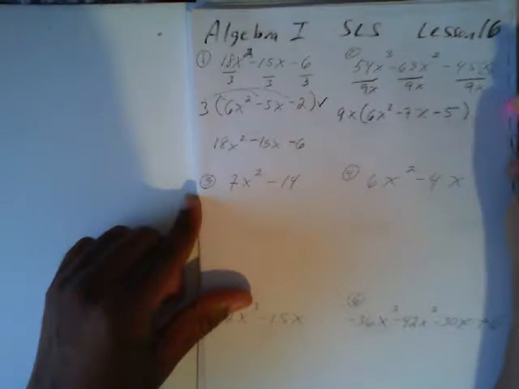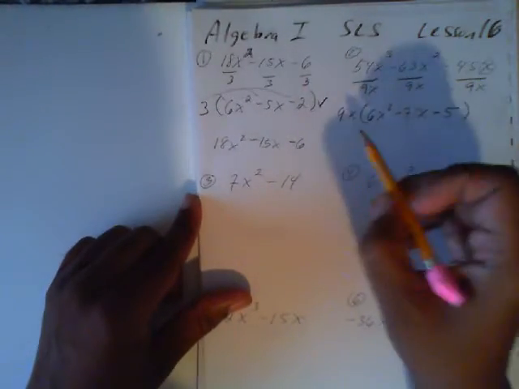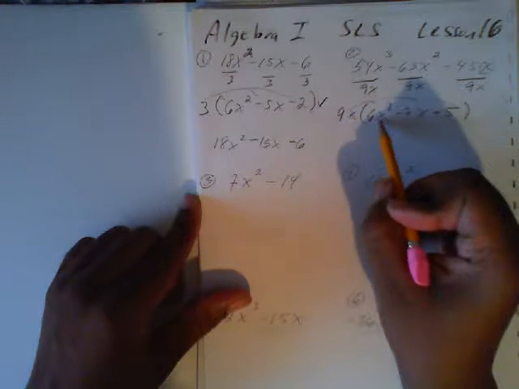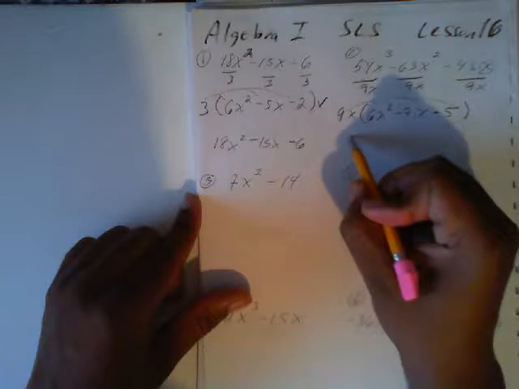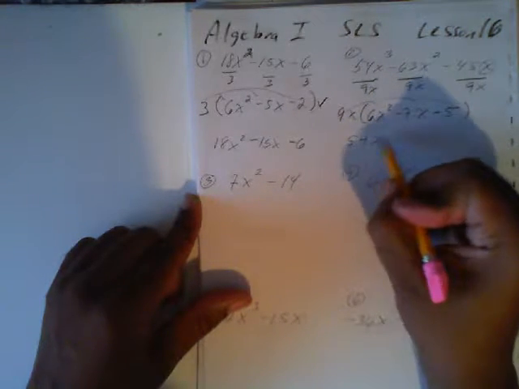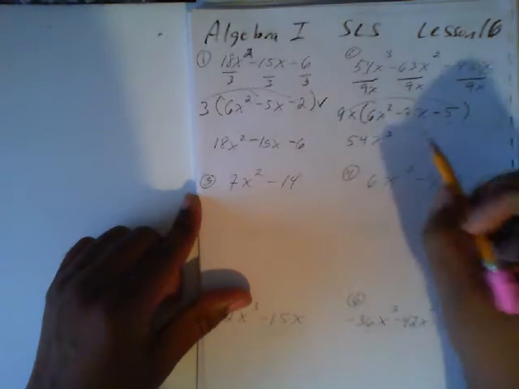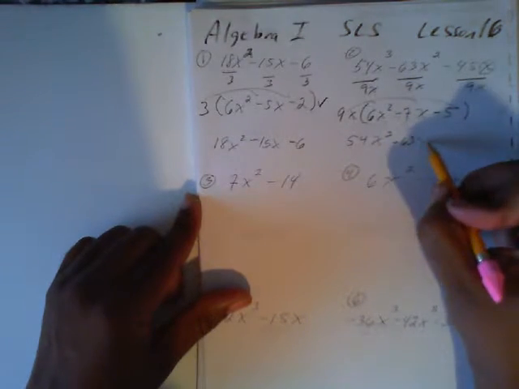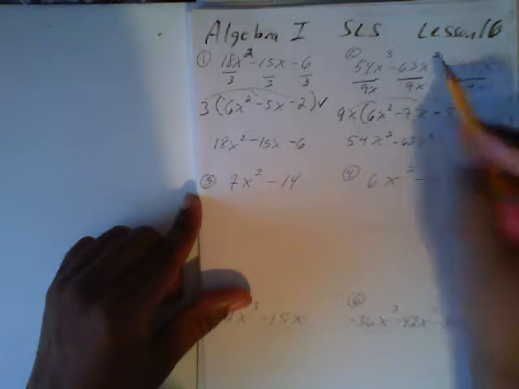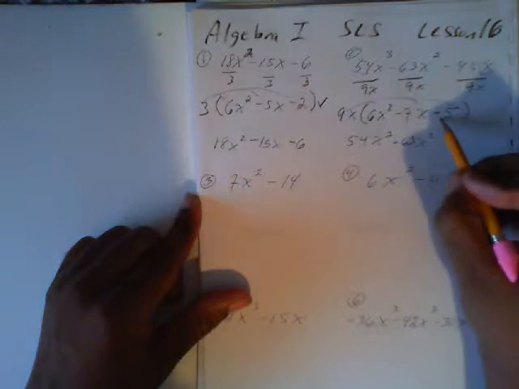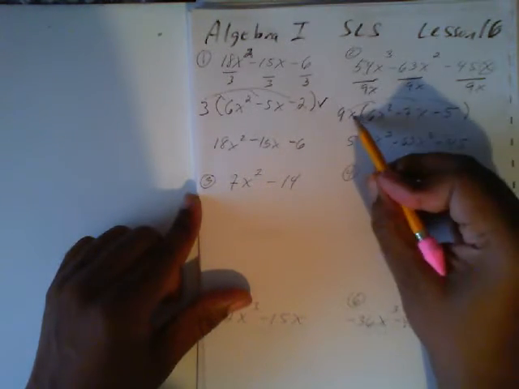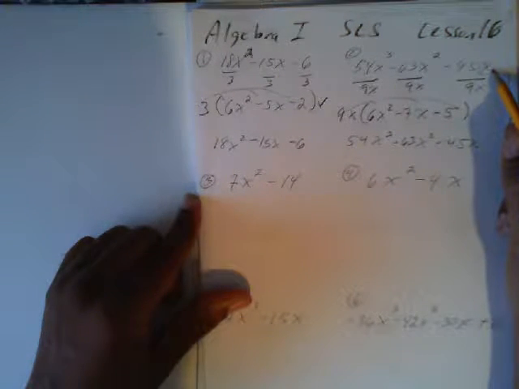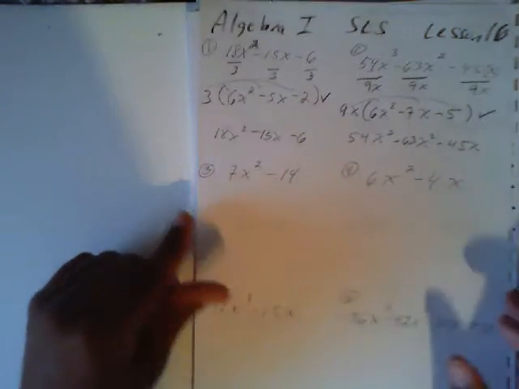Okay. Now, one more time we're going to check. After this we won't check anymore. Distributive property lets us check to see if we did it right. So 9x times 6x to the second power: 9 times 6 is 54. X times x to the second power is x to the third power. And that matches 54x to the third power. 9 times negative 7 is negative 63. And x times x is x to the second power. And that matches the negative 63x to the second power. Next, 9 times negative 5 is negative 45 times x gives us negative 45x. And that matches the last term, the original term. So this factoring is correct.